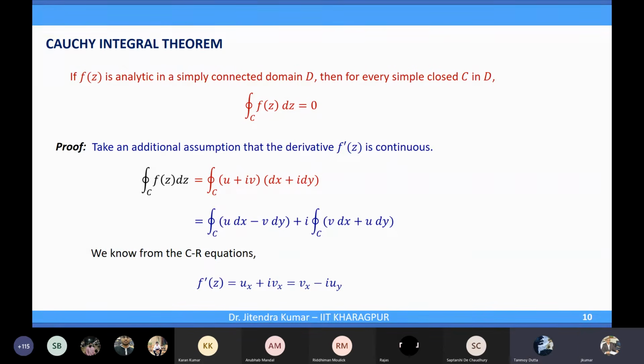So in the previous class, one more point: if f(z) is analytic, and if the path C is not closed, then it was given that the integral depends on the final and initial points and the primitive. I will come to that point in a minute.